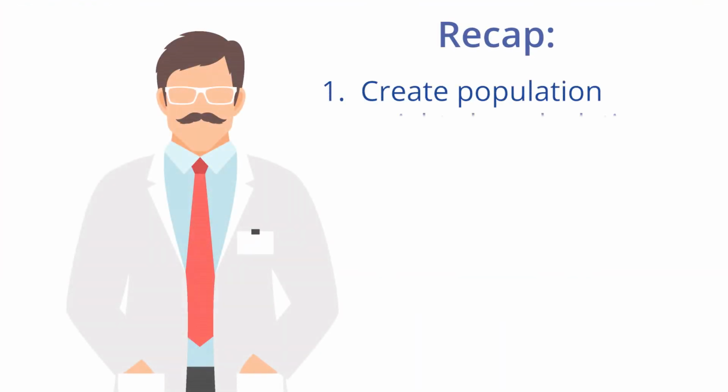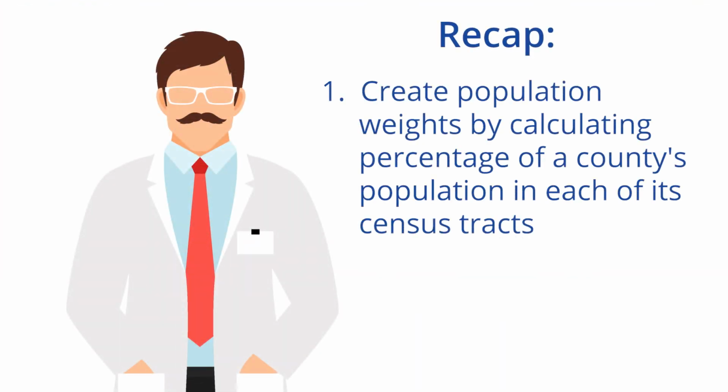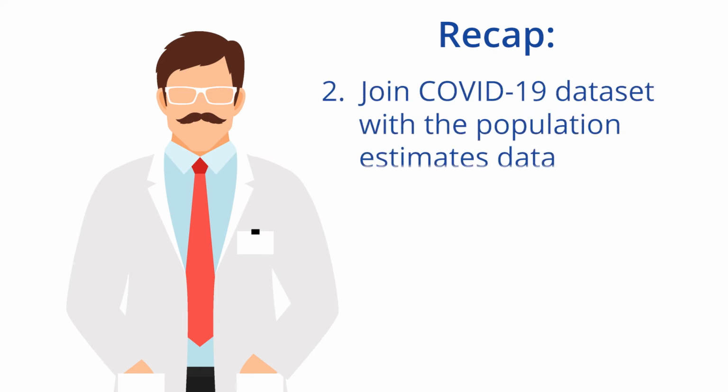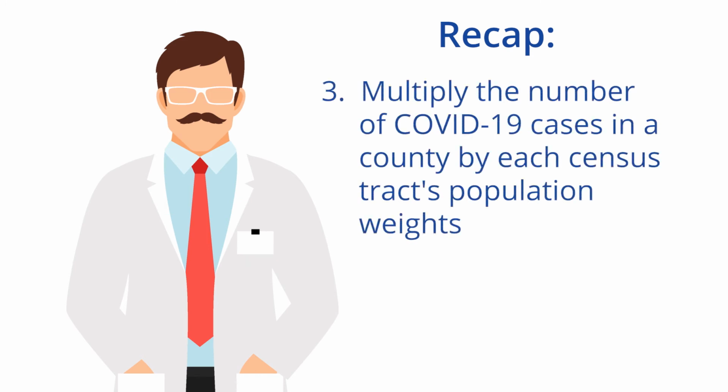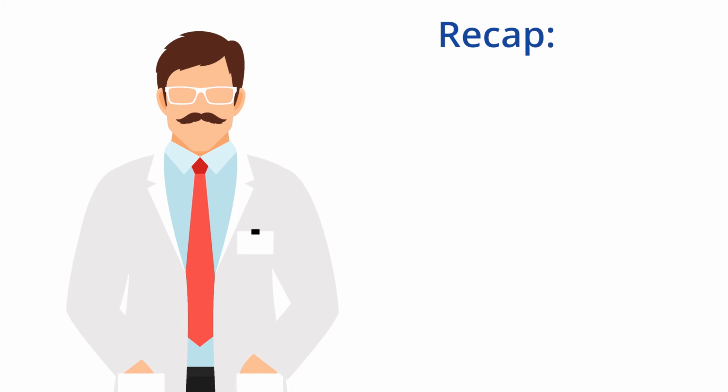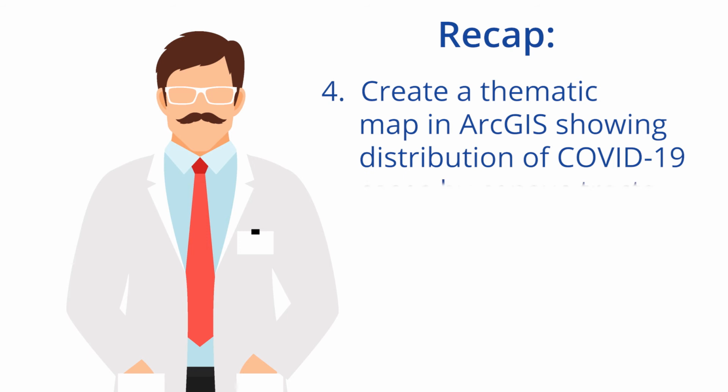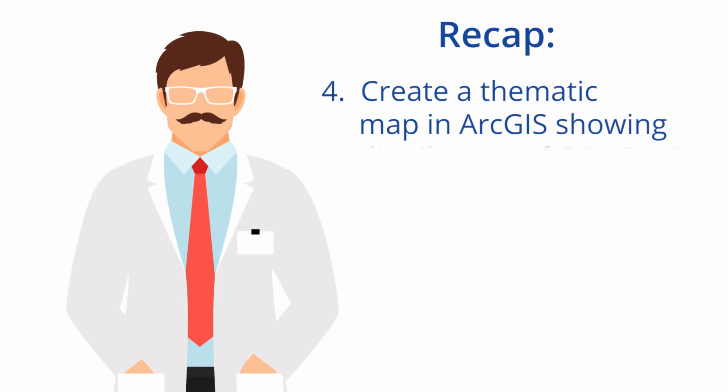To recap, first, we created population weights by calculating the percentage of a county's population in each of its census tracts. Second, we joined the COVID-19 dataset with the population estimates data. Third, we multiplied the number of COVID-19 cases in a county by each census tract's population weight. Lastly, we created a thematic map in ArcGIS showing the distribution of COVID-19 cases by census tracts.